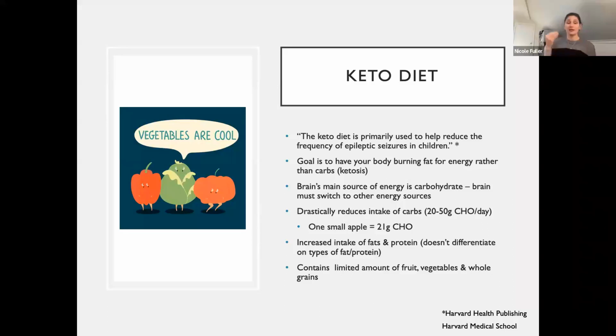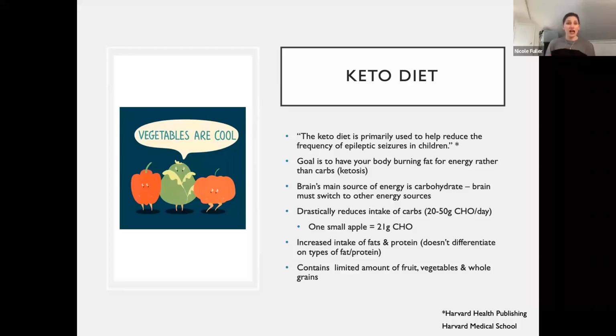But if you're doing it seriously, I believe people even check their ketones in their urine. I mean, it's very involved. The carbohydrates are very limited. You want your body to be burning fat when you're on the keto diet. But keep in mind, your brain's main source of energy is carbohydrates. It prefers that energy source. When you're on the keto diet, your brain has to switch to other energy sources.